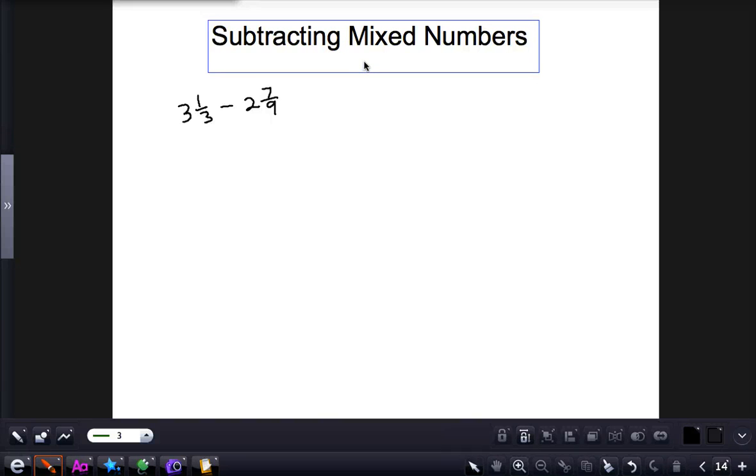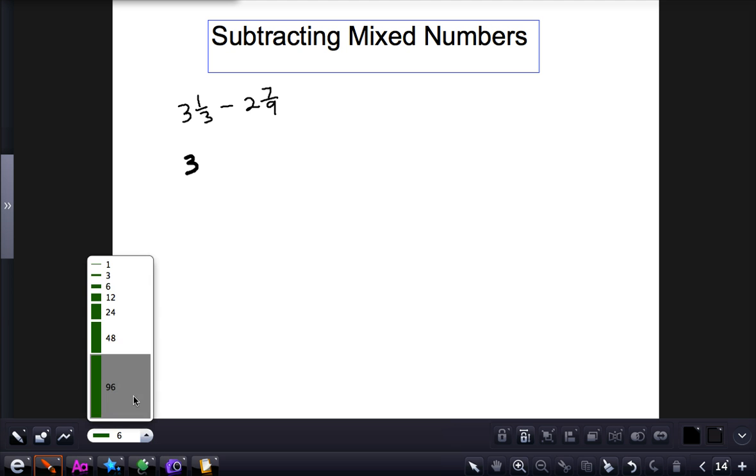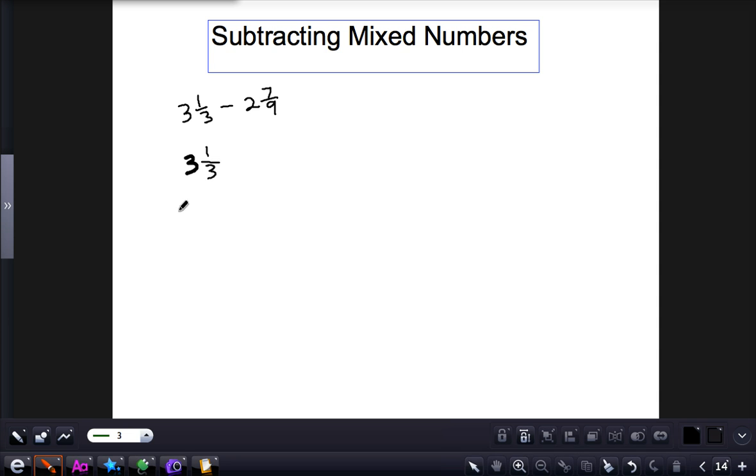Okay, here's an example of subtracting mixed numbers. I have 3 1/3 minus 2 7/9. With this, I would first want to rewrite the mixed numbers up and down vertically so that I can record the equivalent fractions next to them. So 3 1/3 minus 2 7/9. Okay. Now I do not have a common denominator.